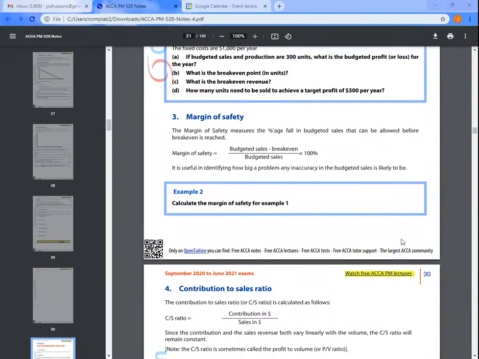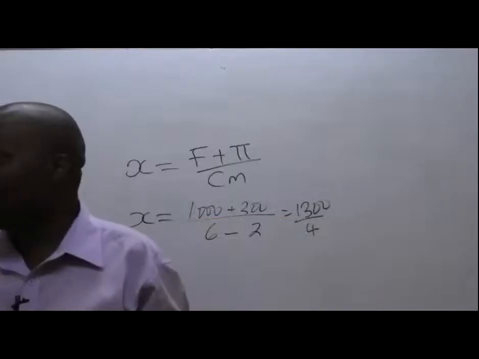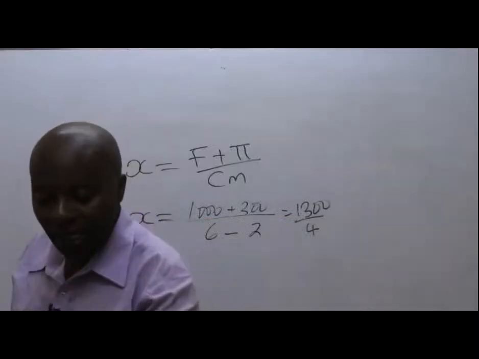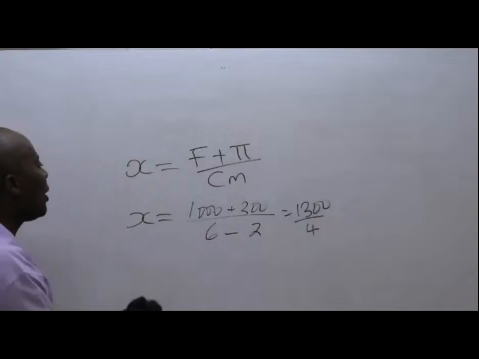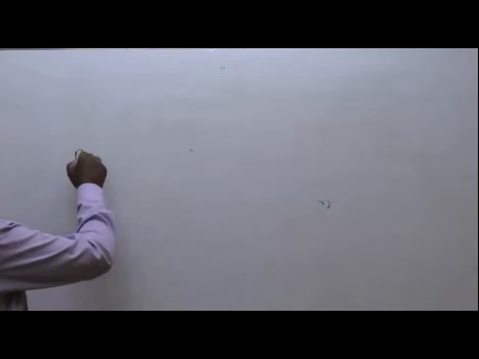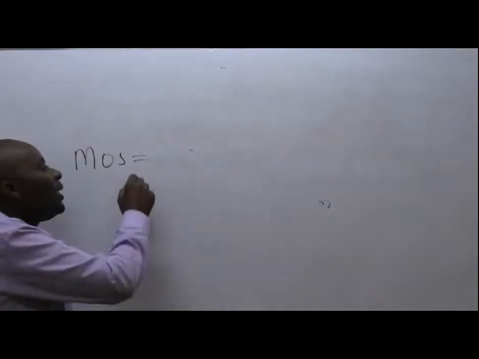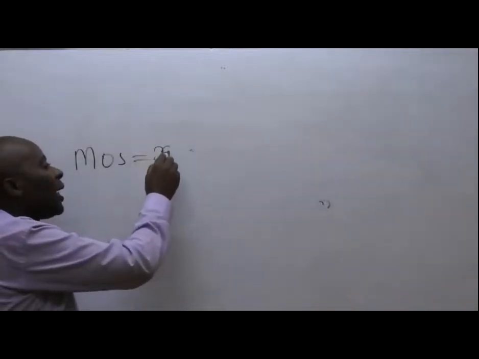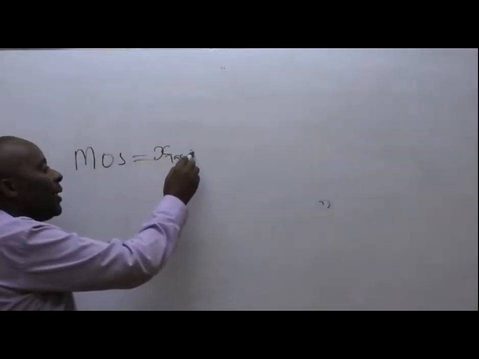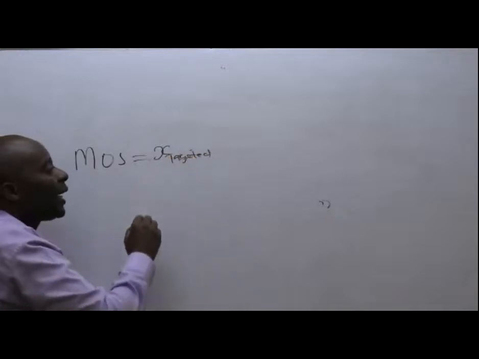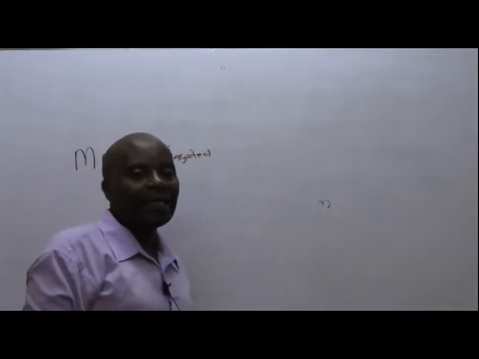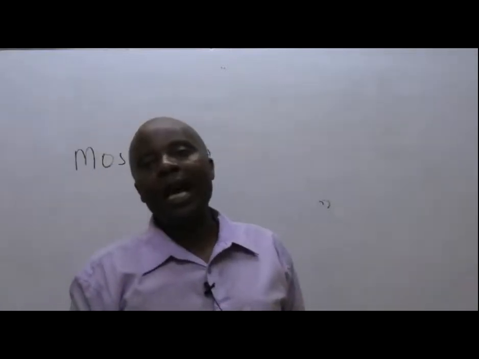So, ladies and gentlemen, if that is the case, I would want us to appreciate one point. They want us to give them the margin of safety. In this case, for margin of safety, we normally take the X targeted or budgeted. What are we targeting? What quantity are we targeting?